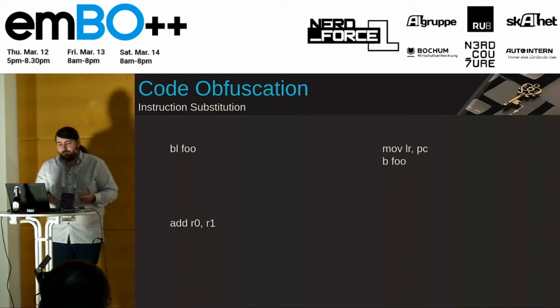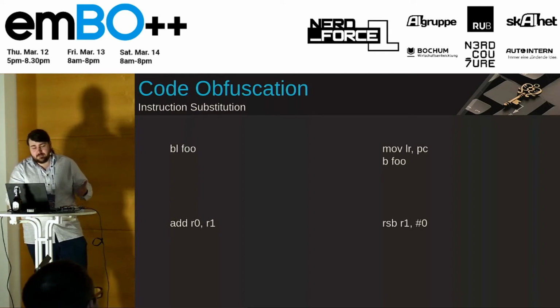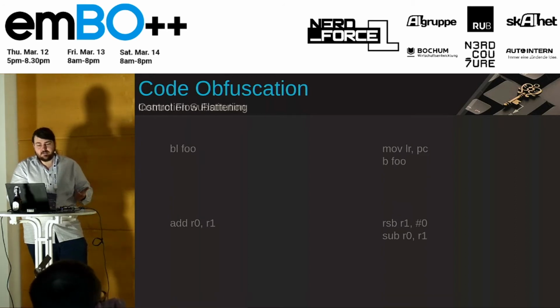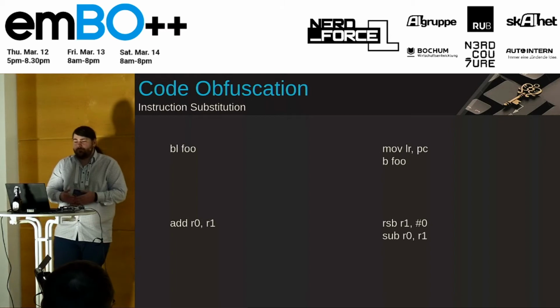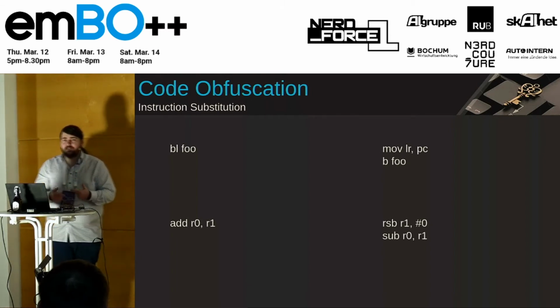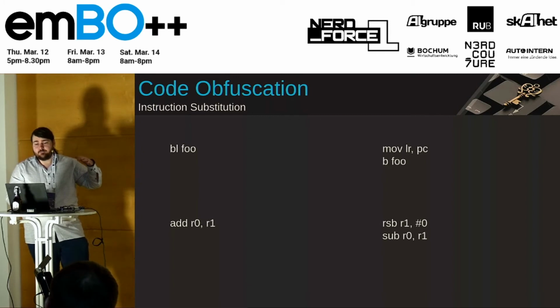And you can also do this for arithmetic instructions. Instead of using add, you negate R1, subtract it from R0, and whoops, of course the result is again going to be equal. And yes, these transformations are fairly simple, but you can get more complex, for example, using mixed Boolean arithmetic, which can expand a simple add to a really long expression that needs to be simplified by, for example, a statement solver.